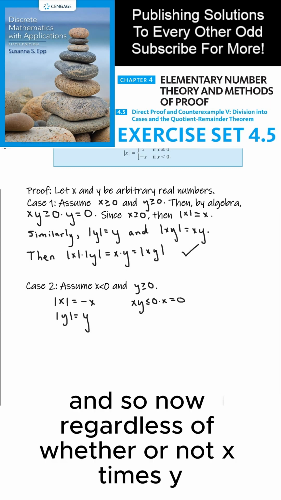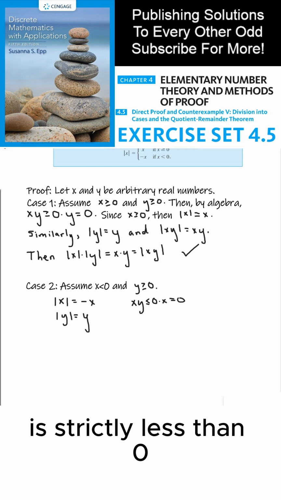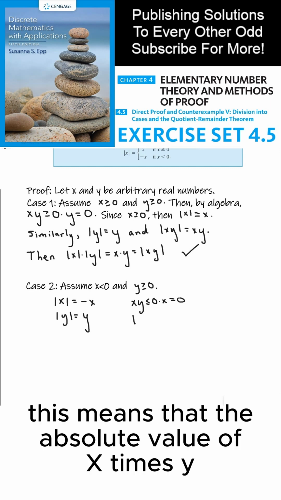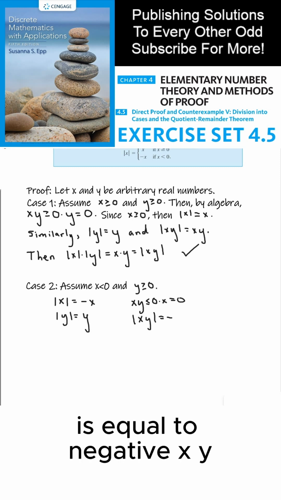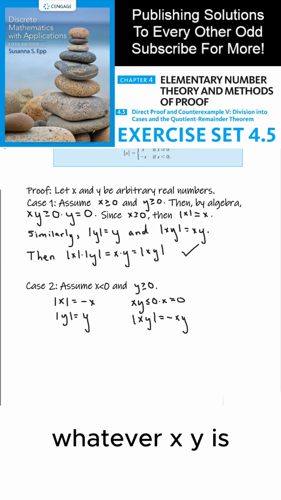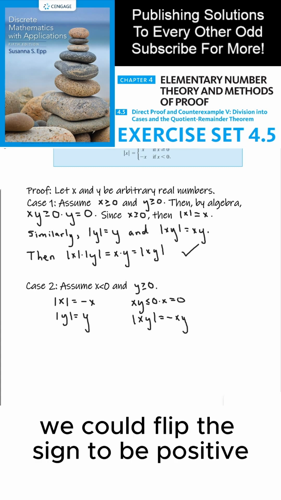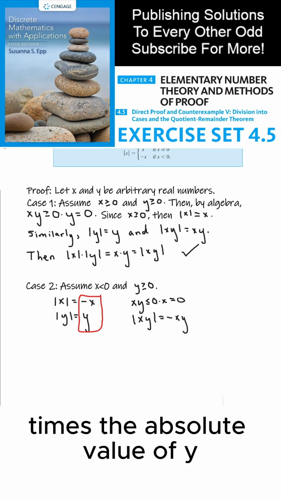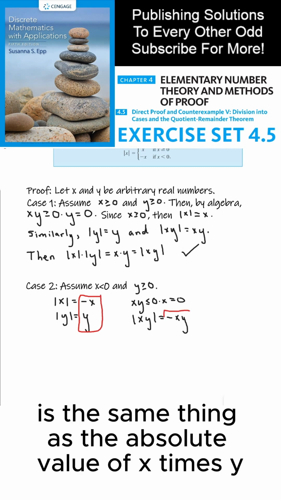And so now, regardless of whether or not x times y is strictly less than 0 or less than or equal to 0, either way, this means that the absolute value of x times y is equal to negative xy. Whatever xy is, if we multiply it by -1, we can flip the sign to be positive. And from here, you can see that the absolute value of x times the absolute value of y is the same thing as the absolute value of x times y.